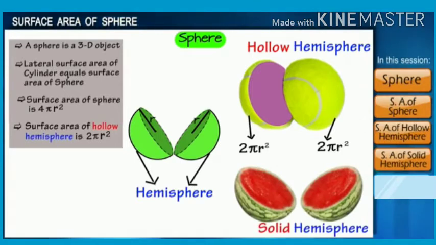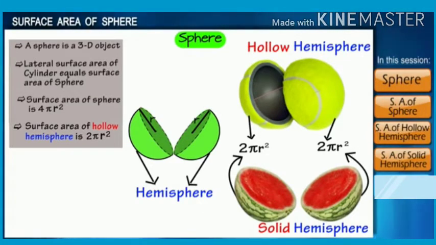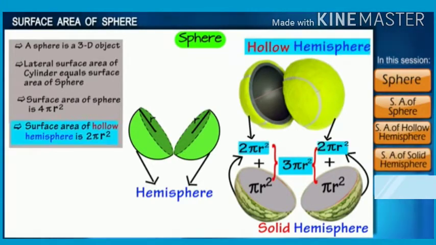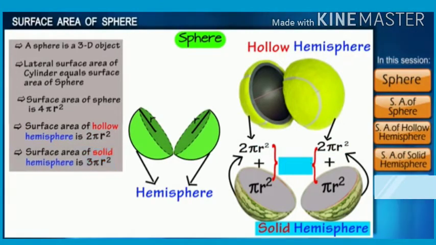But when we cut a solid hemisphere, we get the circular edge as well as the circular surface. This red portion is the circular surface. So the total surface area of this solid hemisphere will be 2 pi r square plus pi r square, which is equal to 3 pi r square. The CSA of this solid hemisphere is 2 pi r square.